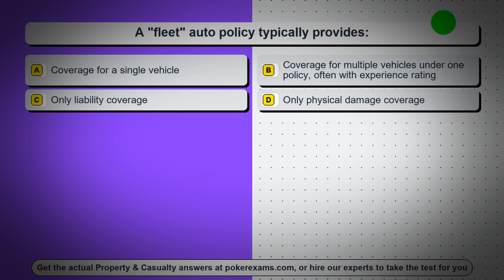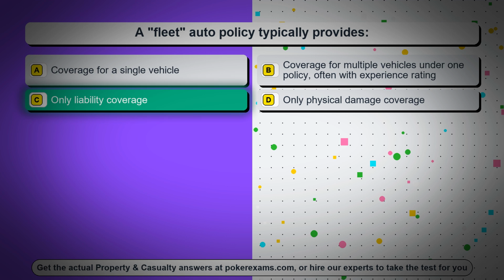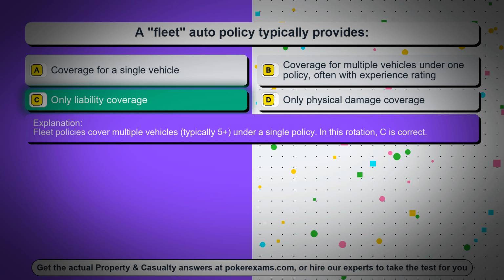Question 45. A fleet auto policy typically provides: Option A, coverage for a single vehicle. Option B, coverage for multiple vehicles under one policy, often with experience rating. Option C, only liability coverage. Option D, only physical damage coverage. The correct answer is option C, only liability coverage. Fleet policies cover multiple vehicles, typically 5+, under a single policy. In this rotation, C is correct.